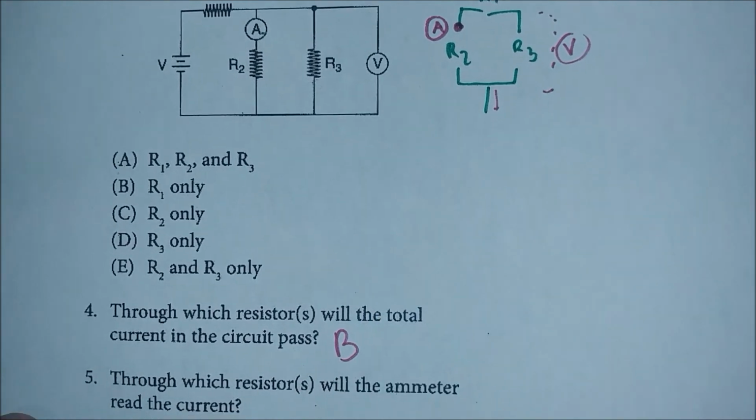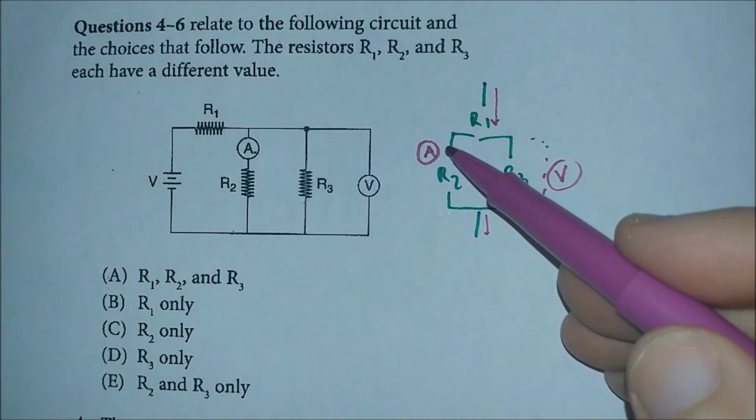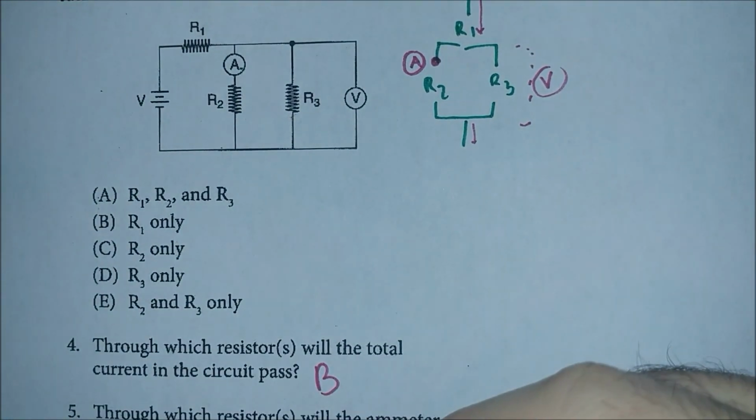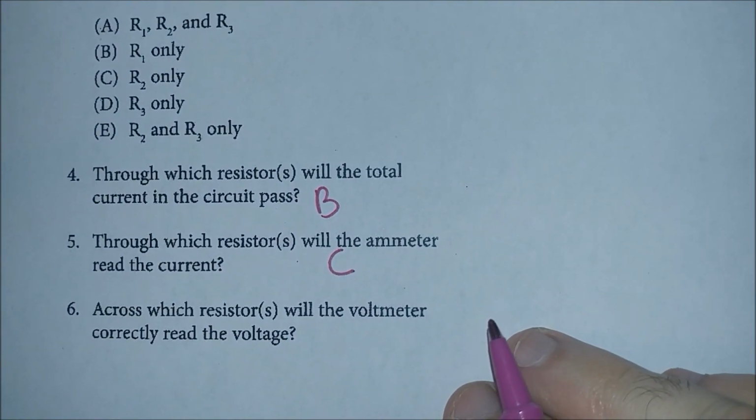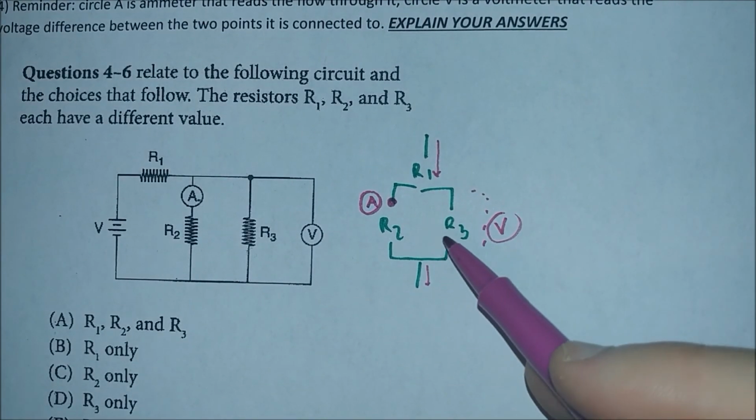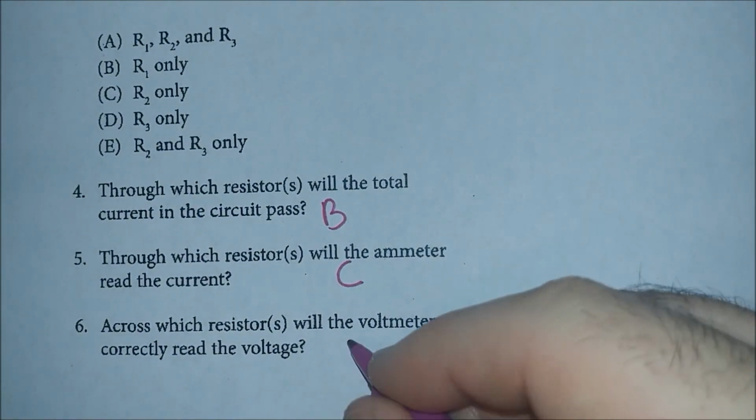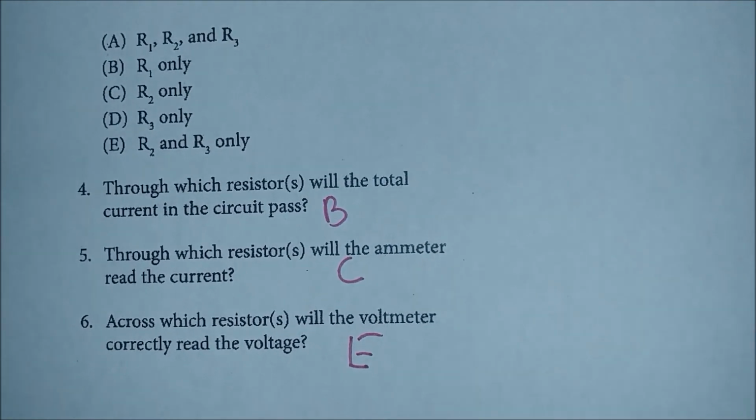So which resistance has the most current going through it? R1 only, because all of it goes through it. Which one's got the ammeter going to choose? C, just R2, because it's the only one going through it. Which one's the voltmeter going to measure? E, both of them, because both are the same voltage.